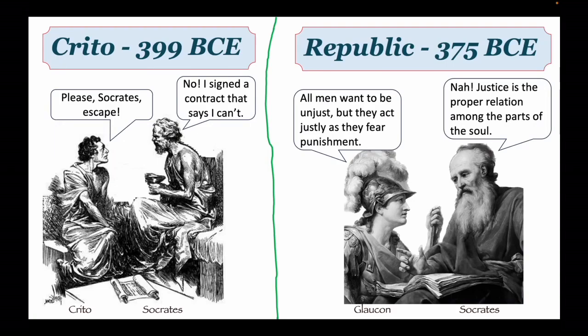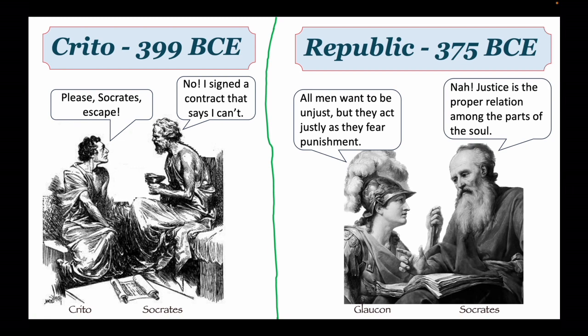As I said, contractarianism goes back to Plato. Now, I don't exclude that there might be other examples of contractarian theory or principles, but the most famous examples are found in two very important works by Plato, the Crito and the Republic.